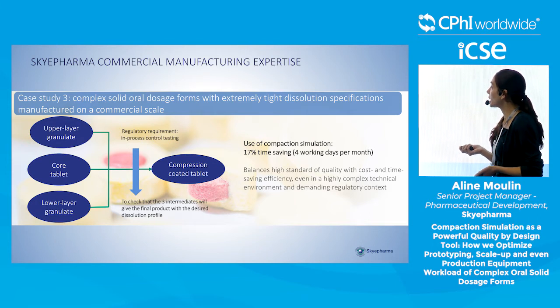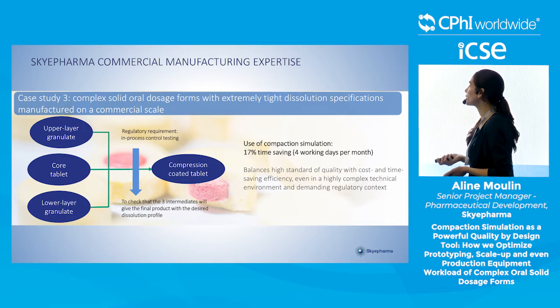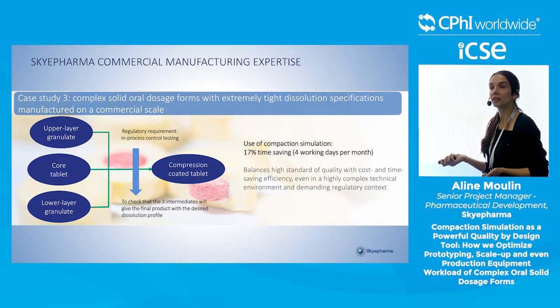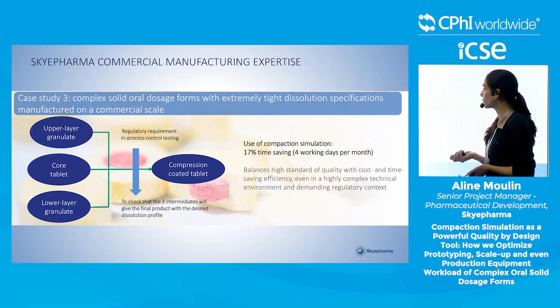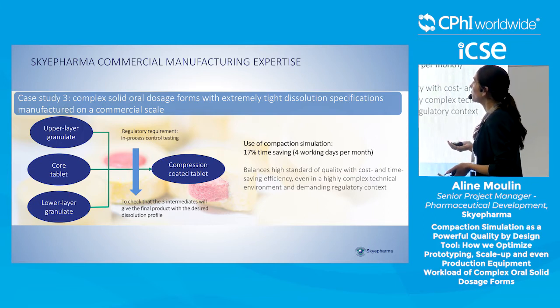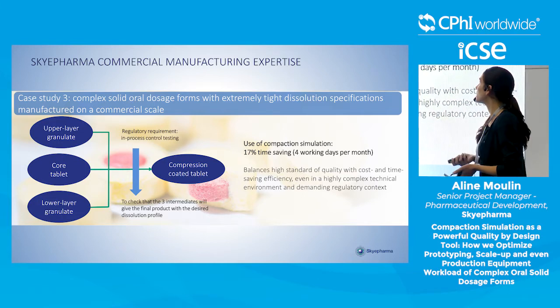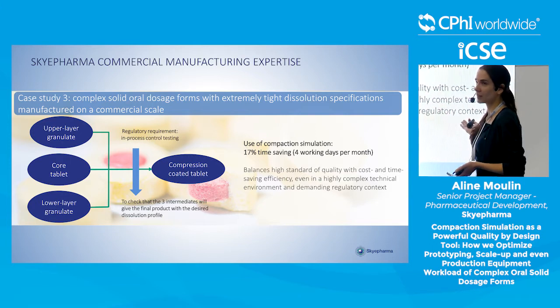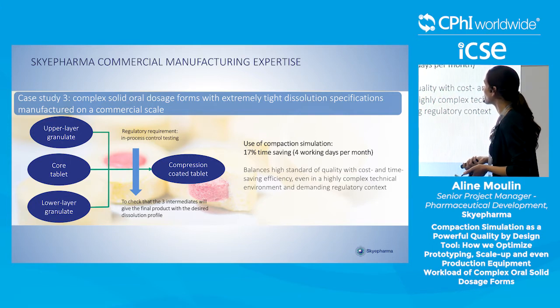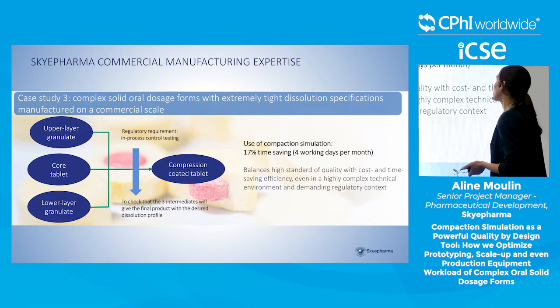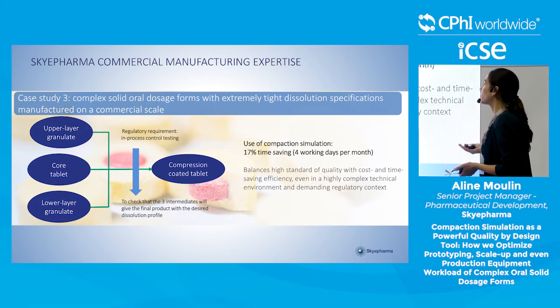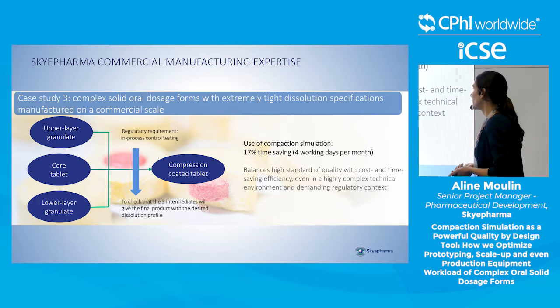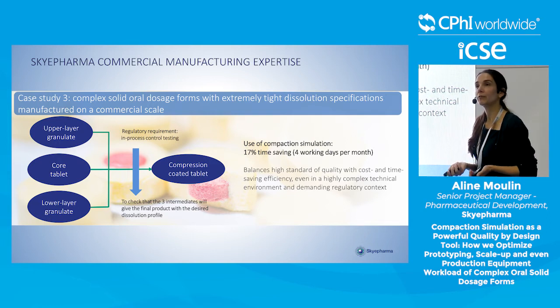Before manufacturing the tab-in-tab, we have a regulatory requirement to perform an in-process control to check that the 3 intermediates will give the final product with the desired dissolution profile. By performing this in-process control with our compaction simulator, we save 17% time. That means, in that case, 4 working days per month. So we can say that even in a highly complex technical environment and demanding regulatory pathway and context, our expertise in compaction simulation can help you to save time and money.